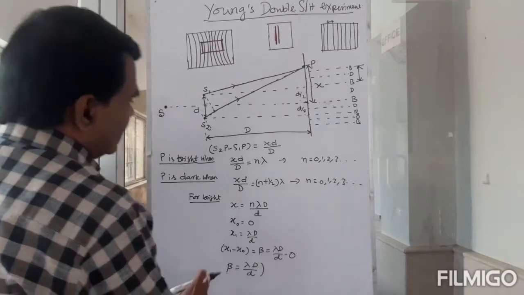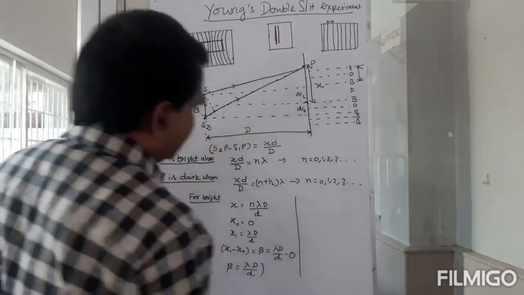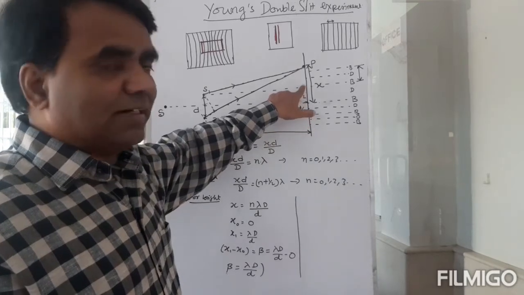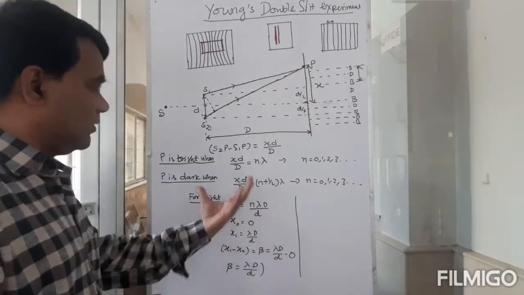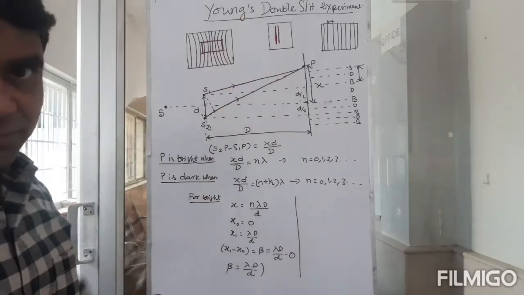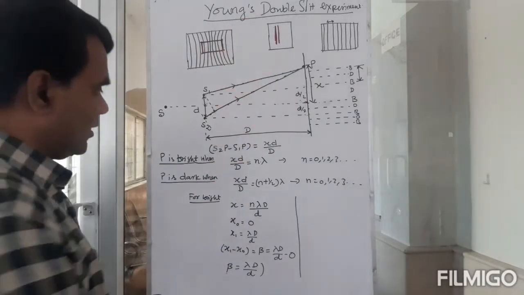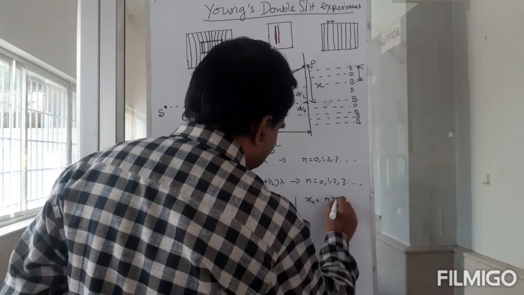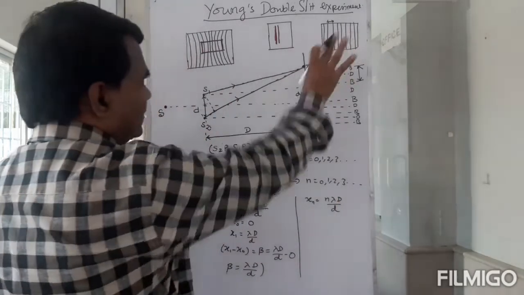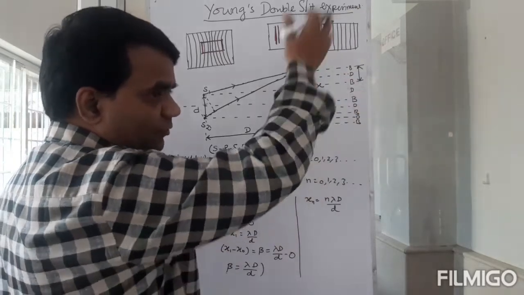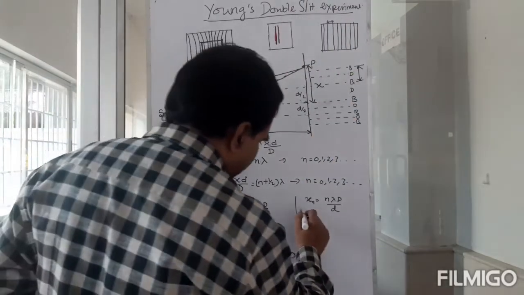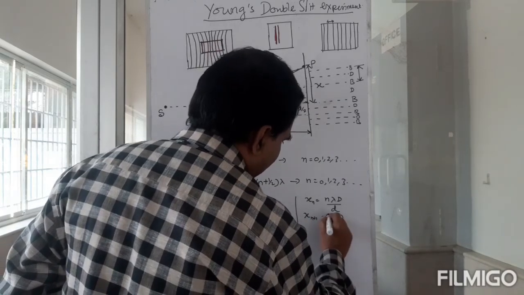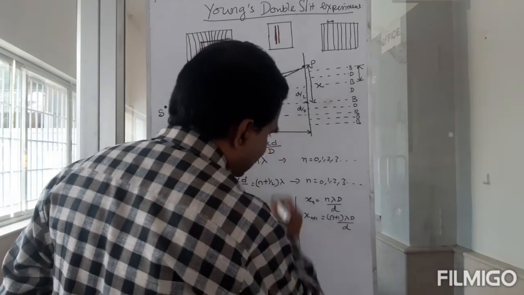Okay. This can also be obtained for a very general case. Even though I have taken the central bright spot and then the first bright spot, you can do it for any two bright spots. How? Well, let me take xn equal to n lambda D by d. N can be the first, the second, the third, the fourth, the fifth, whatever it would be. Then the next bright spot would be n plus 1, right? So that is equal to (n plus 1) lambda D by d.